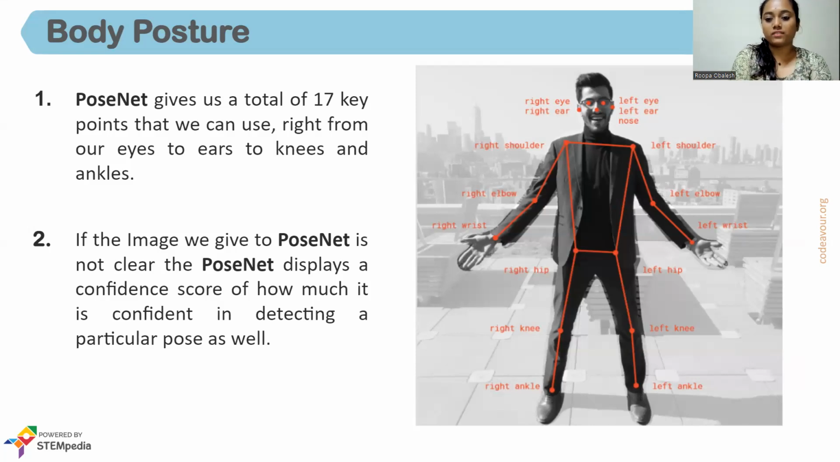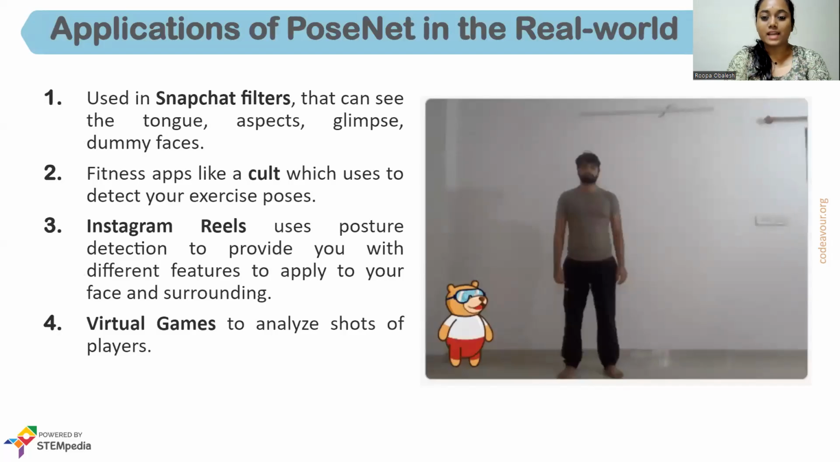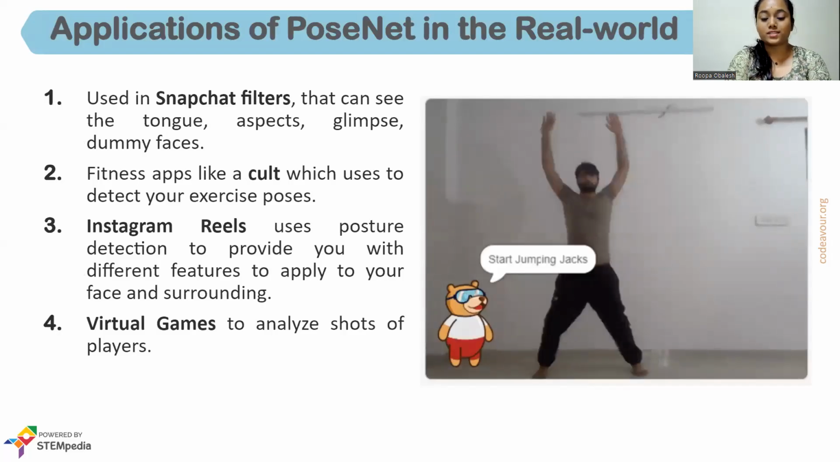If the image we give to PoseNet is not clear, PoseNet displays a confidence score for how confident it is in detecting a particular pose. This gives us an overall understanding of how well PoseNet is able to do its work. So this has numerous applications in the real world.